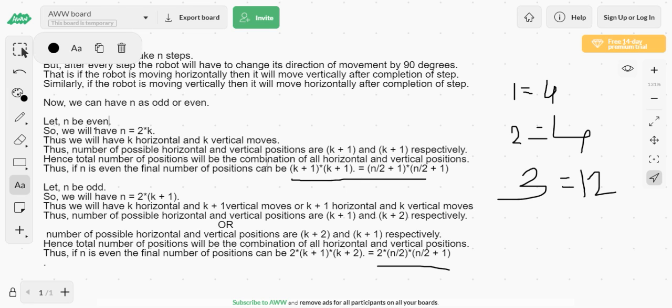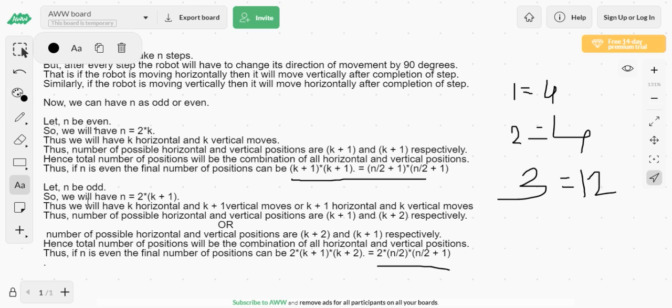If we are taking only x, then it can have k plus 1 values, and if we are taking only y, then y can have k plus 1 values, where x and y are respectively the horizontal and vertical lines on a coordinate plane. Finally, we take the combination of both of them, and we get (k plus 1) times (k plus 1) total final positions, where k equals n by 2. So here it is.